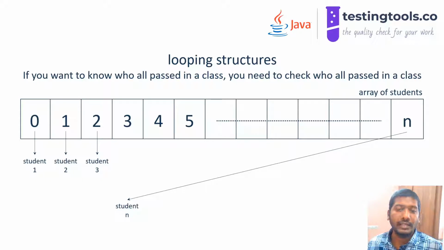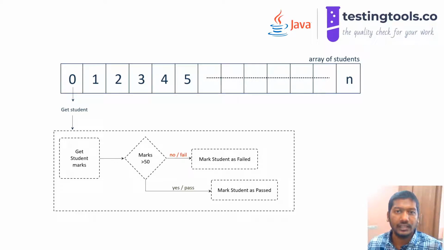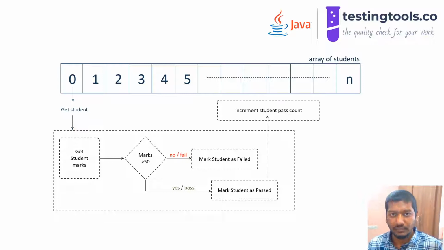Now, in order to iterate and find out the marks of each and every student, we will have to use a looping structure. If we want to find out how many students have passed in each class, what should you do? You should get each individual student, and on each student you have to apply the condition that we have done earlier, whether the student has passed or not, right? You will first get the student marks, and if it is greater than 50, you will mark the student as passed, and if the student has not scored more than 50, you will mark the student as failed, right?